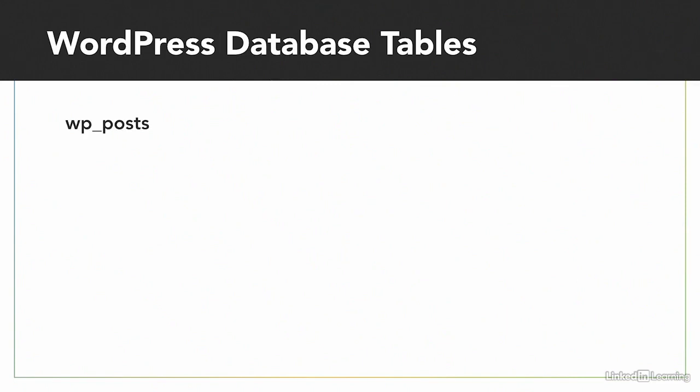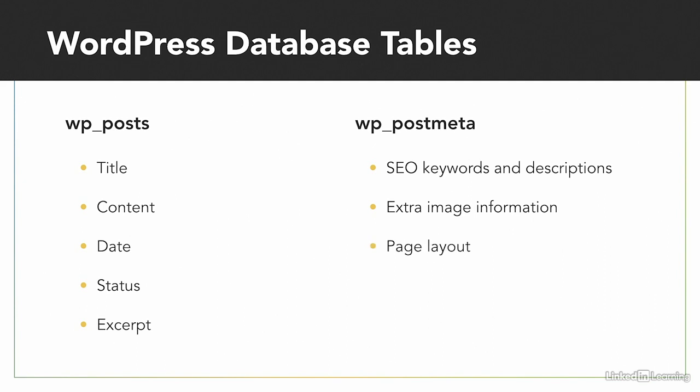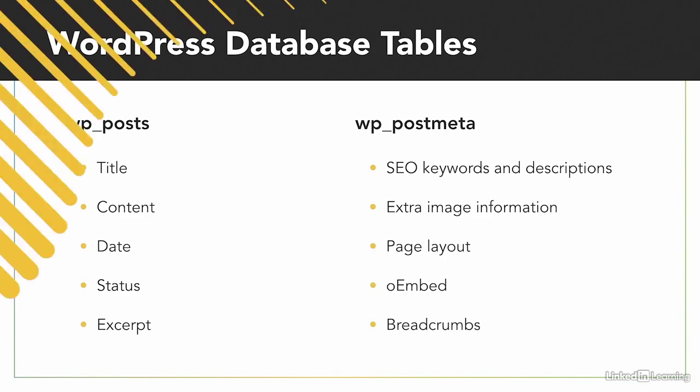In wp_posts, you'll see information like the title of the post, the content of the post, the date, the status, and the excerpt. And any extra information goes into the wp_postmeta table. So that might be SEO keywords and descriptions from a plugin, or extra image information, or the page layout from your theme, or oEmbed information, as well as breadcrumb information. Really, any extra information goes into this table.